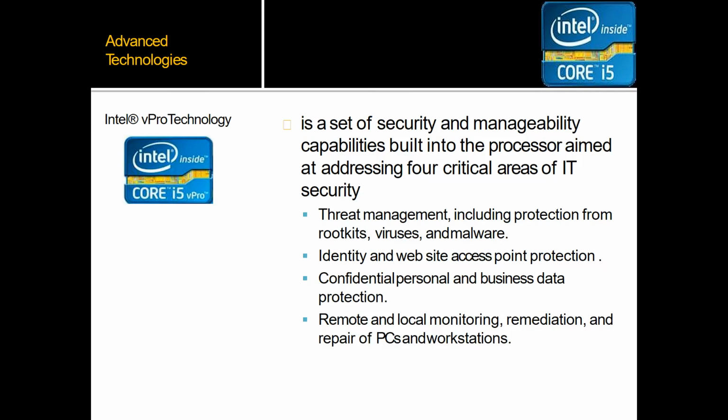The next technology is the Intel vPro Technology. This technology is a set of security and manageability capabilities built into the processor aimed at addressing 4 critical areas of IT security. The first critical area is threat management, including protection from rootkits, viruses, and malware. The second is identity and website access point protection. The third is confidential personal and business data protection. The last one is the remote and local monitoring, remediation, and repair of PCs and workstations.